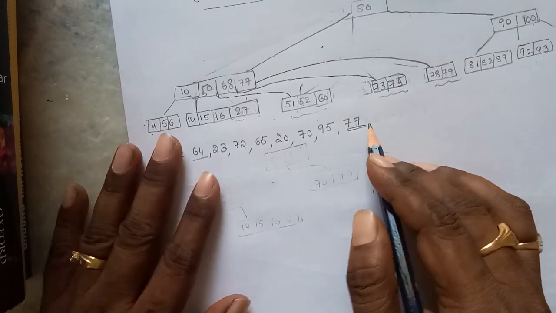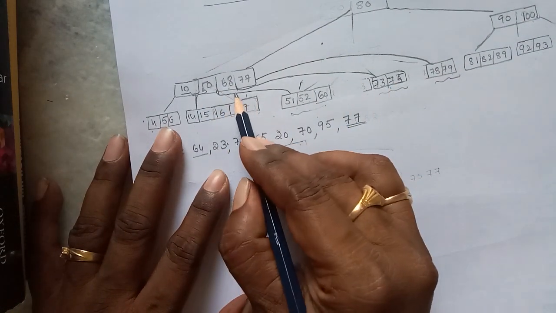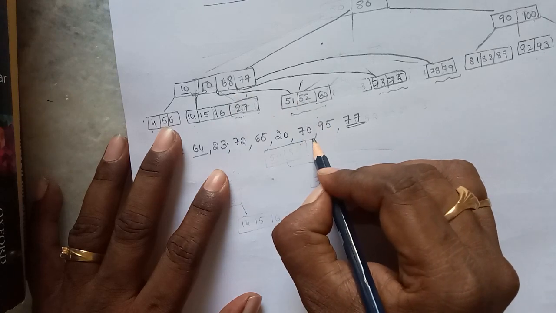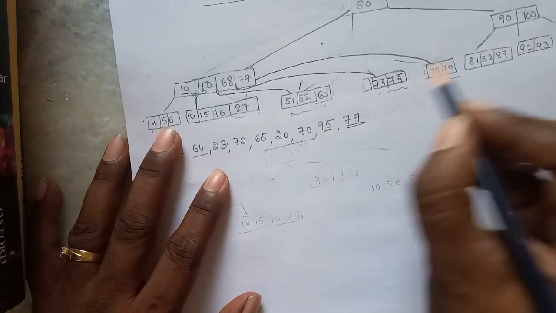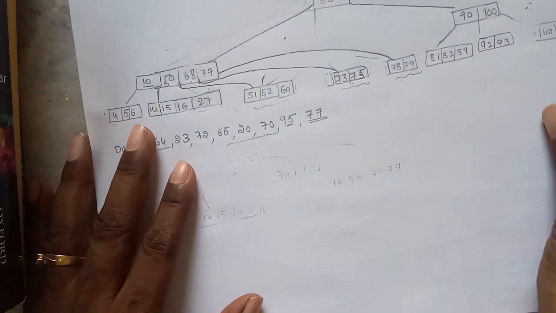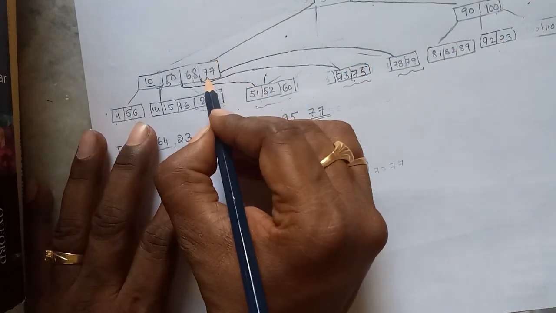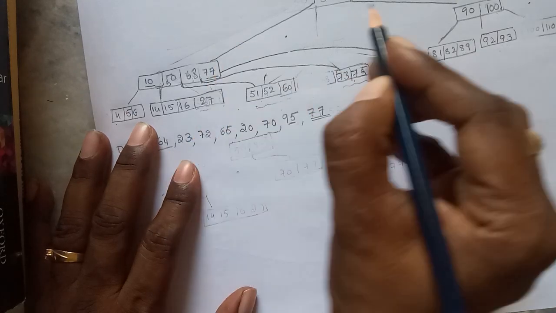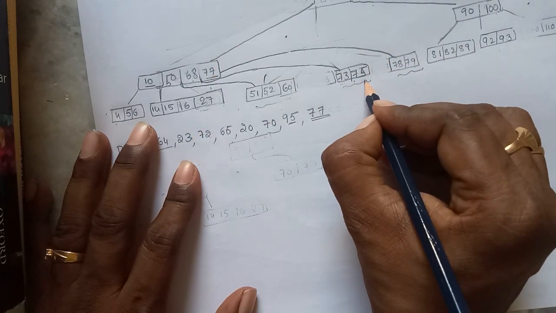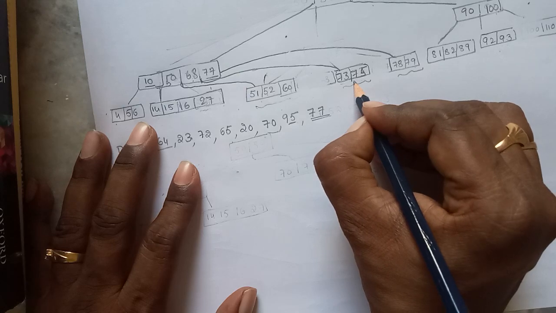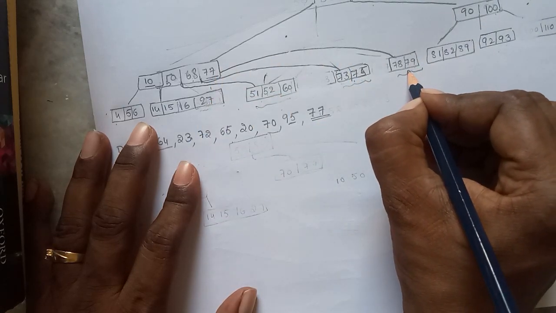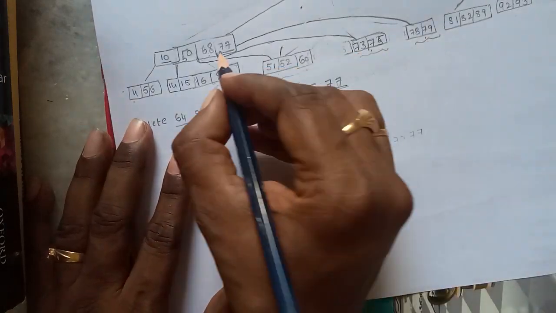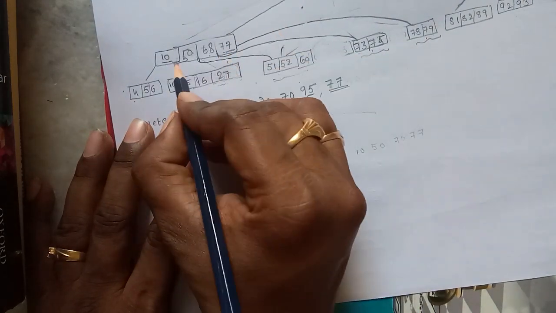Okay, observe. In the first example, in the removal of 70, I replaced it with the in-order predecessor. In the removal of 95, I replaced it with the in-order successor. Suppose those two are not possible, why? Because to remove 77, check the left subtree. It contains 2 keys. If you remove any one, it violates the property. The right also contains 2 keys. It violates the property. Then what to do? In this case, perform some operation.